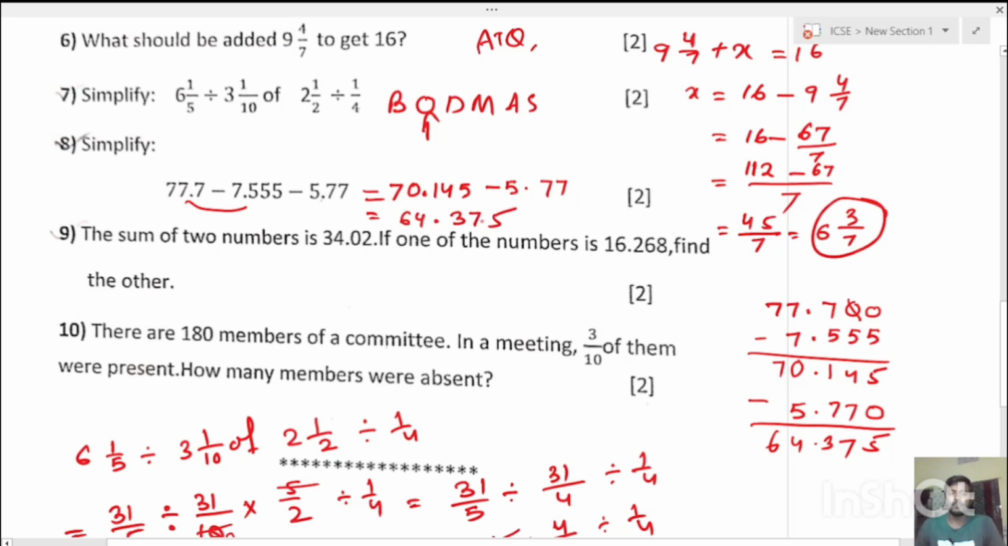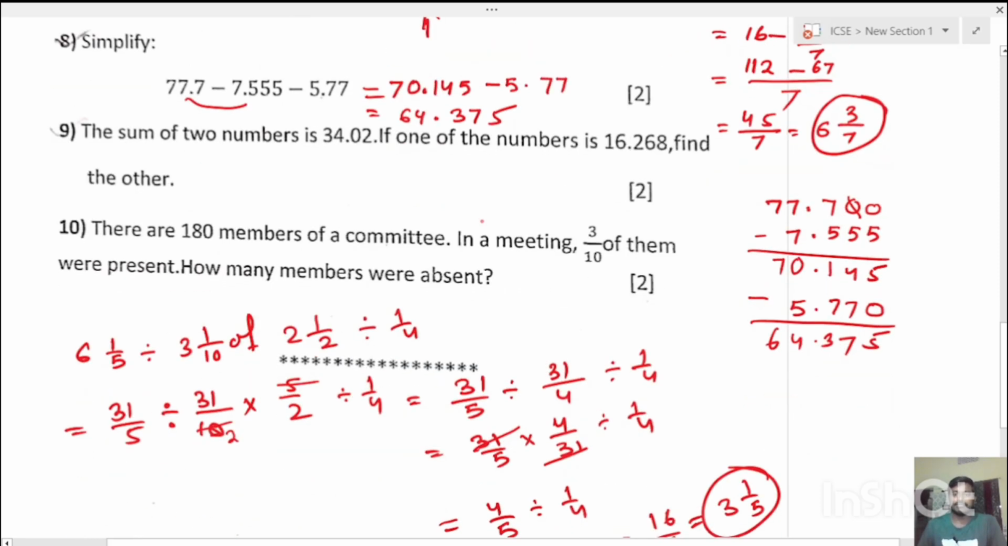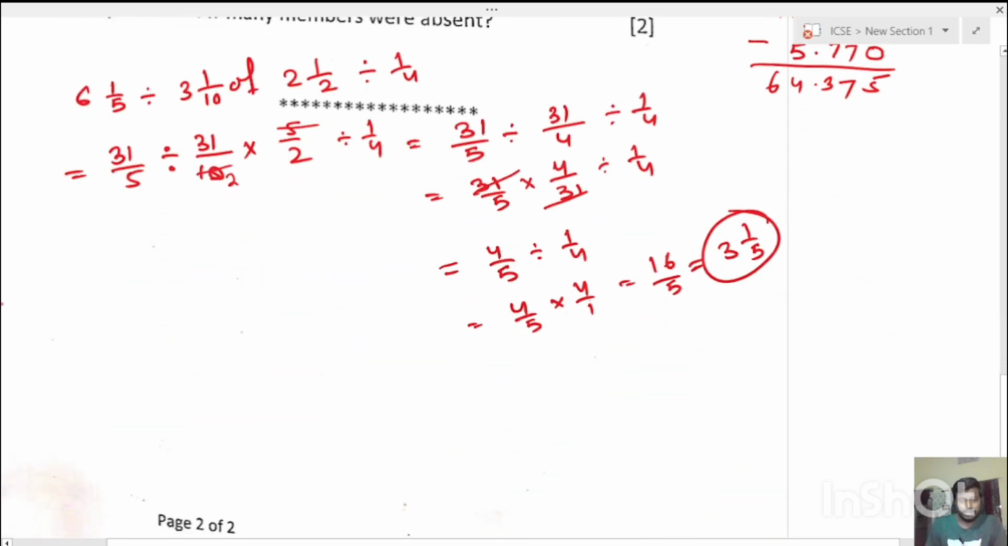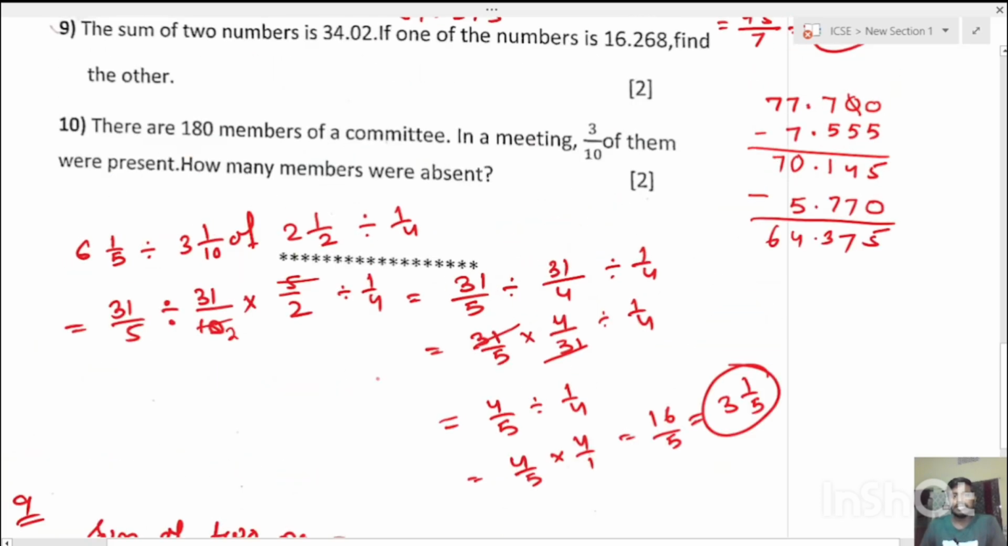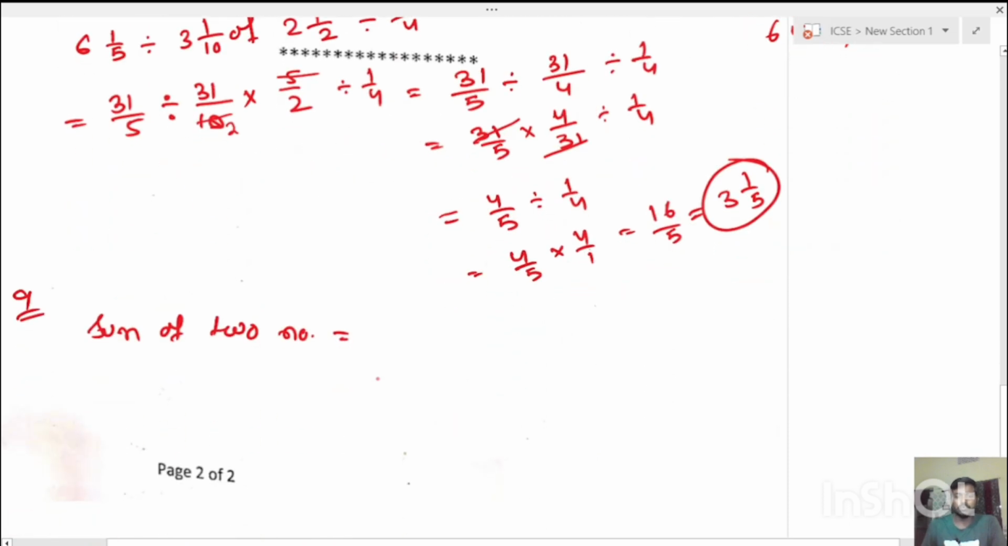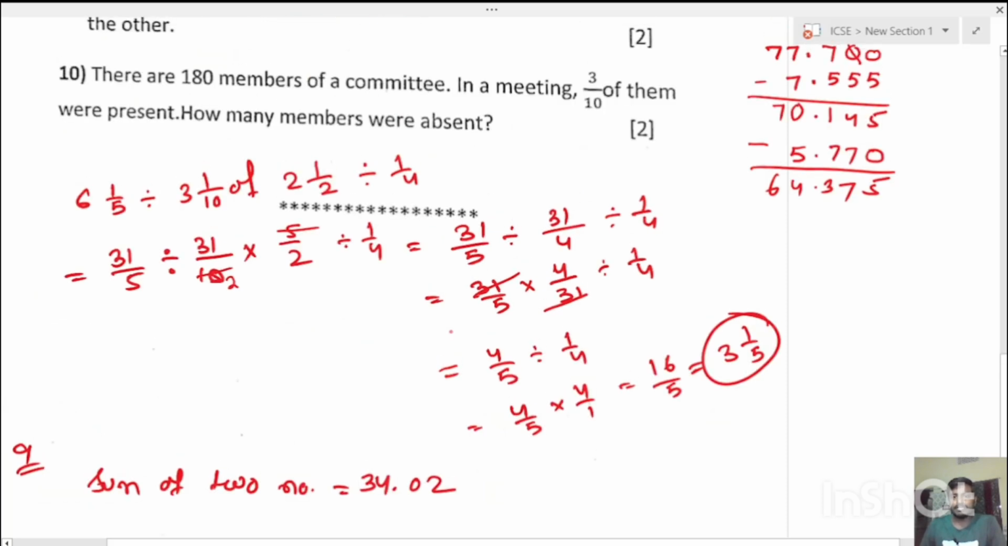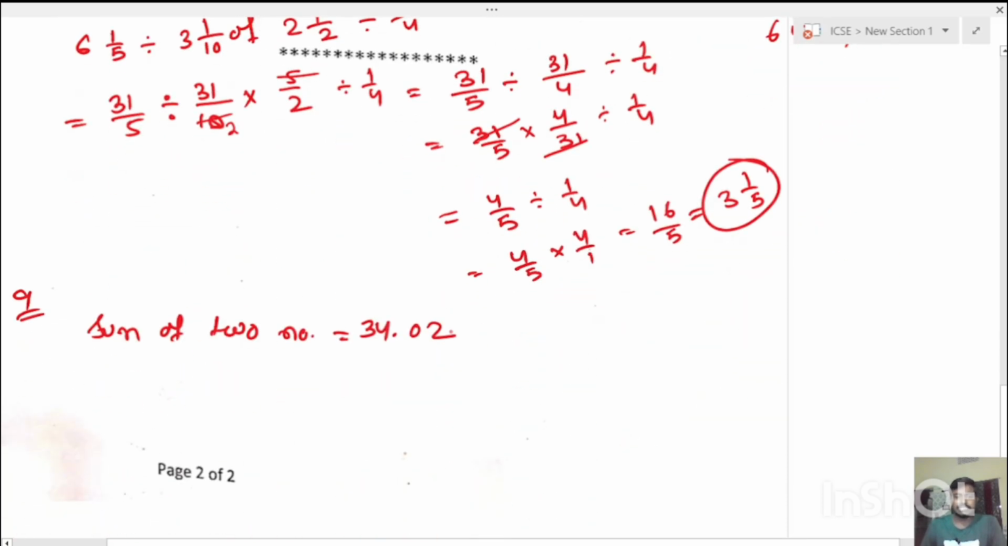64.375. Okay, now next question, question number 9, is very important. The sum of two numbers is given. So first we write the sum of two numbers. The sum of two numbers is 34.02, and one number is 16.268. That is one number.